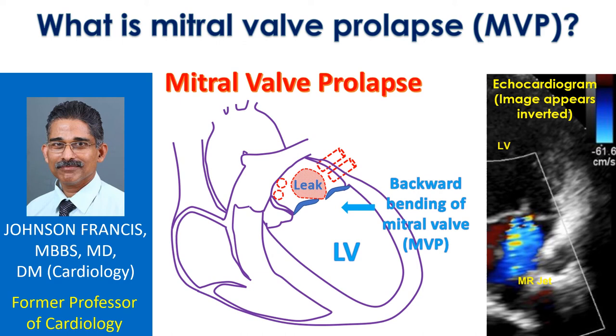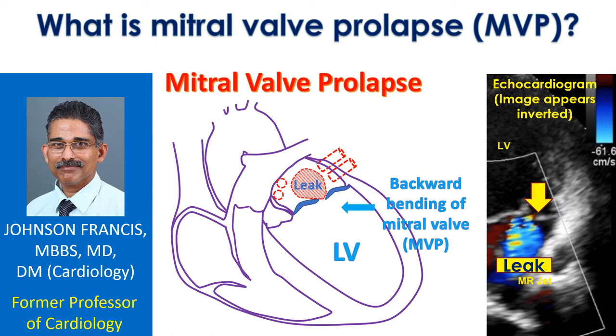Mitral valve prolapse (MVP) is bending backwards of the mitral valve as it closes when the left ventricle contracts. Left ventricle is the lower left chamber which pumps oxygenated blood to the whole body. Mitral valve is the valve between the left upper and lower chambers of the heart. Too much of bending may produce a leak in the mitral valve.